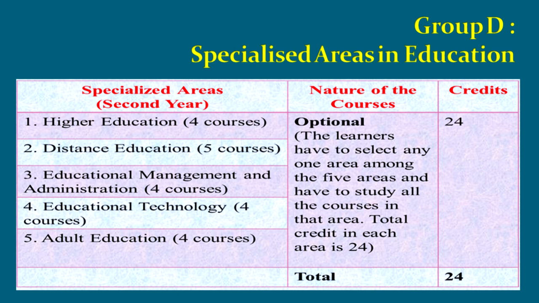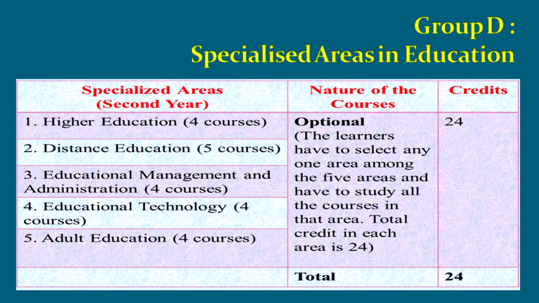And now let us go through the fourth group, that is Group D. This group is on specialized areas in education. So friends, here you see 5 different specialized areas are there. And you have to study these specialized areas in the second year of your MA education program. The 5 areas are: higher education, where you will find 4 different courses; then distance education, 5 different courses; educational management and administration, 4 courses; educational technology, 4 courses; and adult education, 4 courses.